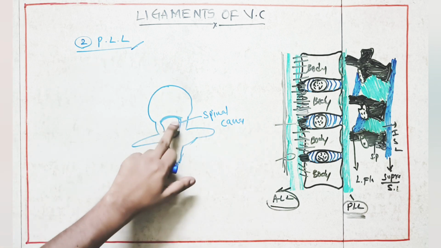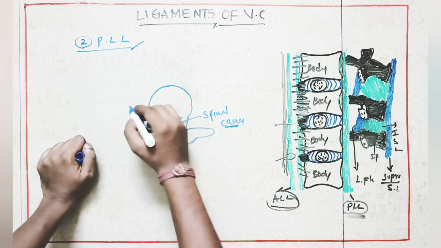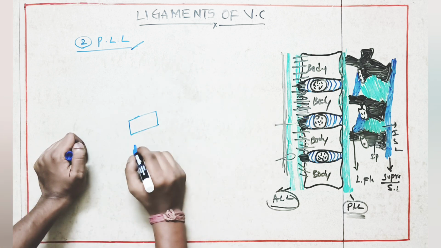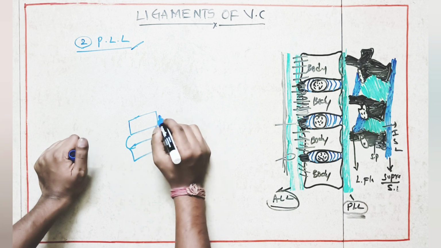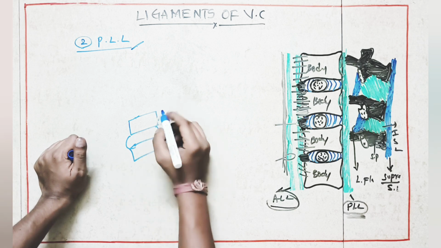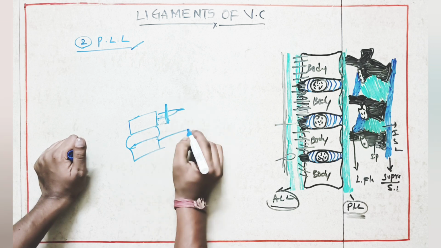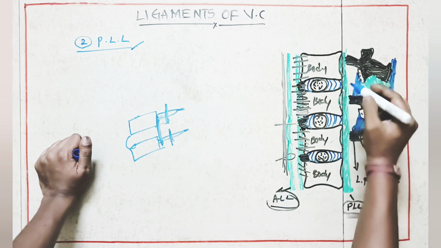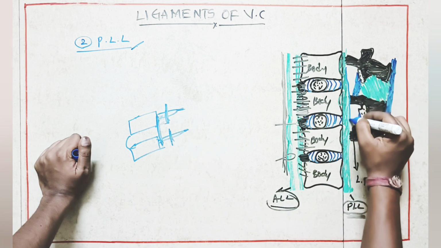Suppose we see the spinal canal from inside, in a superior view. How will it look? This is the body of the vertebra. Here the IVD will be there. Here we have the transverse process and spinous process. So this is the spinal canal.